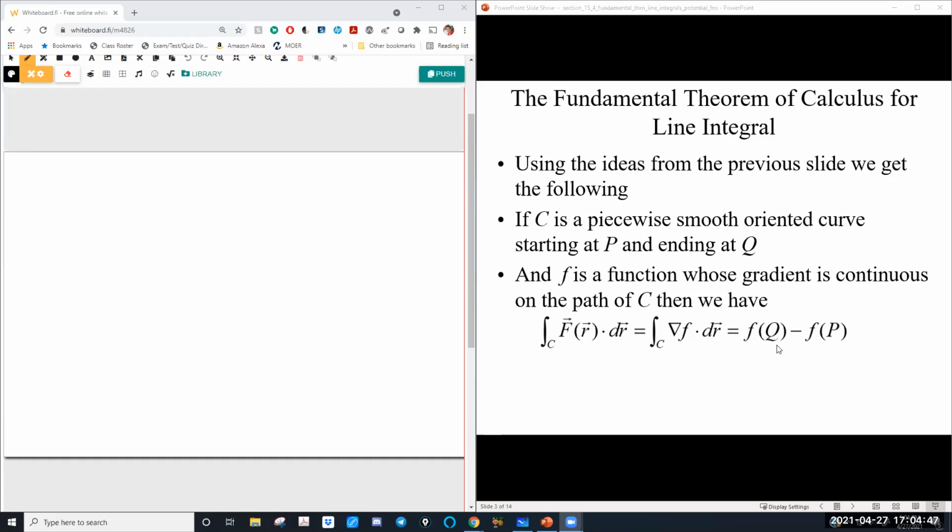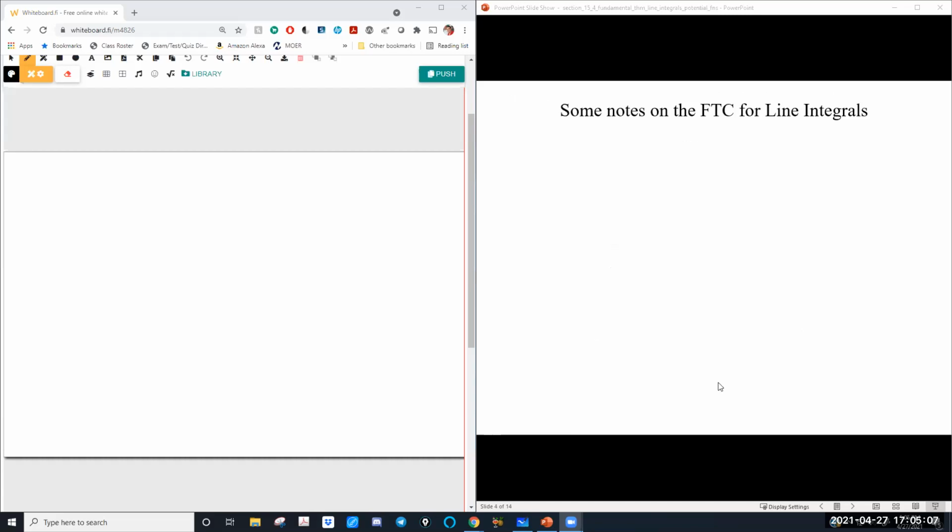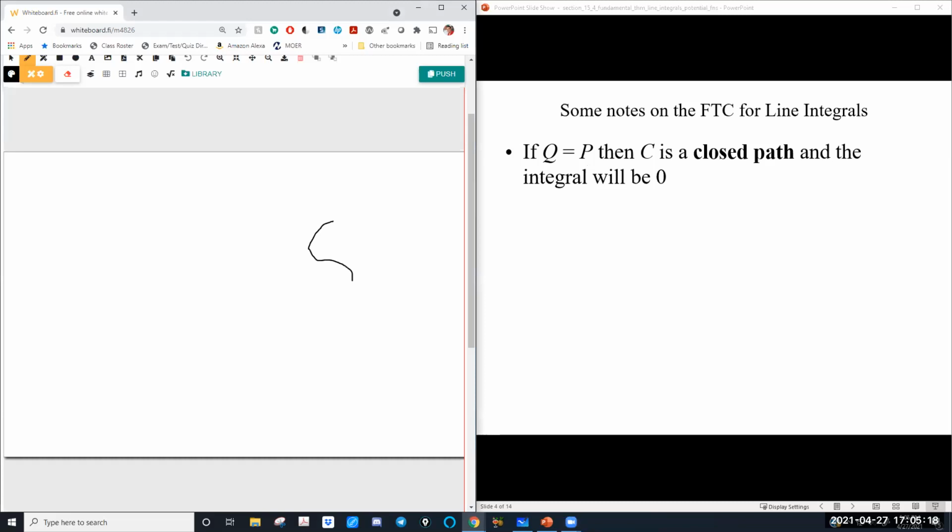Now I'm going to talk a little bit about the properties, and then we're going to do one of these here. We'll actually do the example that we did last class, but something I want to talk about first is what does it mean when we have a gradient field? So first off, if Q equals P, in other words, we're going back to the same point we started at. So we started at P and we end up at P, that's both point P and Q. We have what's called a closed path.